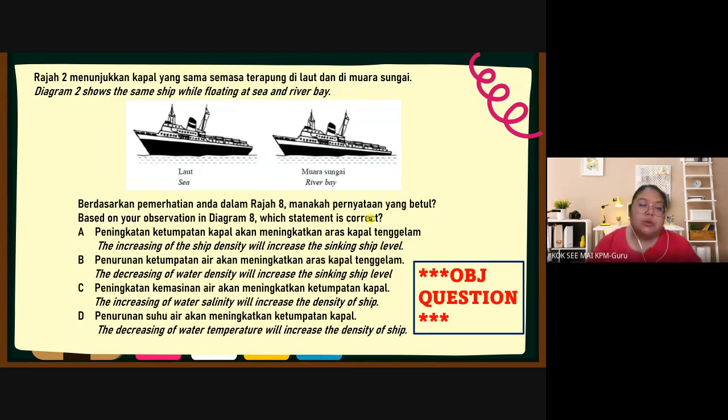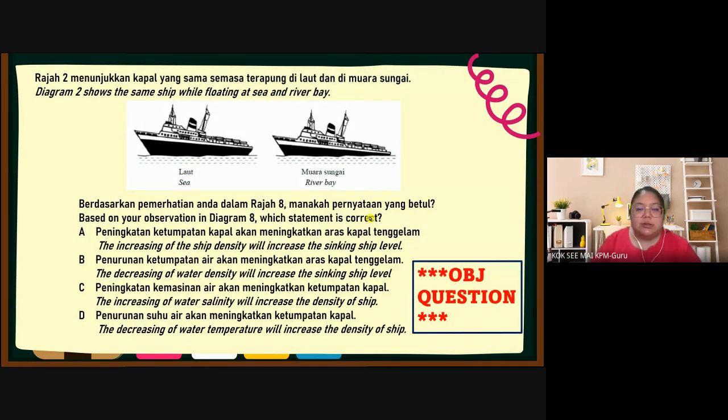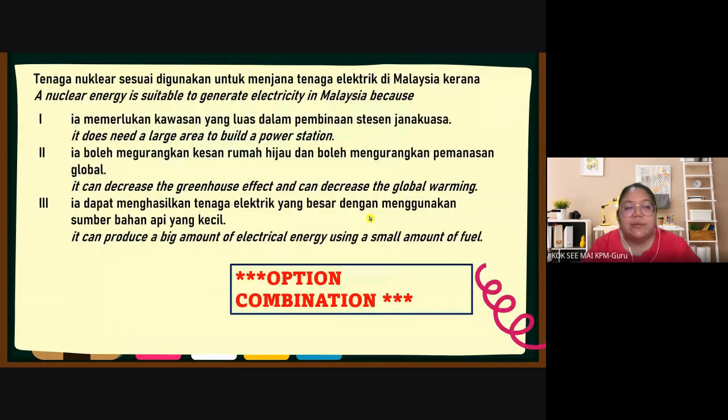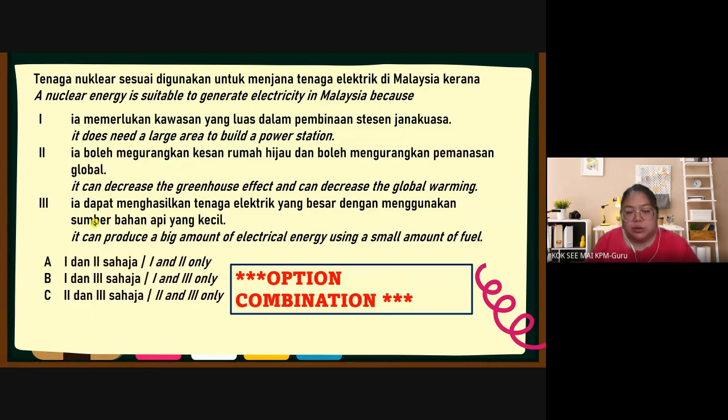The third type is like this. They give you 1, 2, 3. Then they ask, for example, nuclear energy is suitable to generate electricity in Malaysia because 1, 2, 3. You find which ones are suitable. Then they let you choose A, 1 and 2, B, 1 and 3, then 2 and 3. So you need to choose. For the SPM, we can have only options A, B, C.